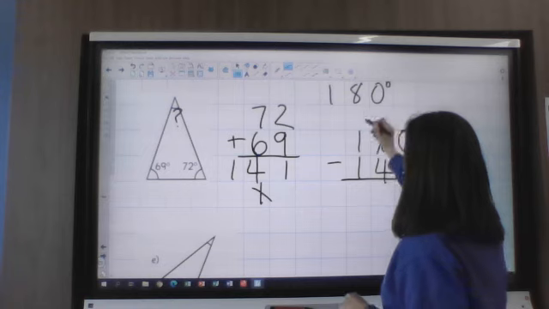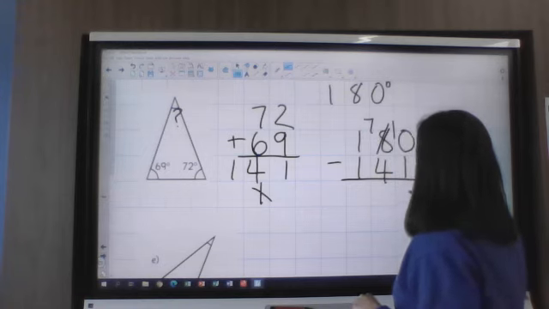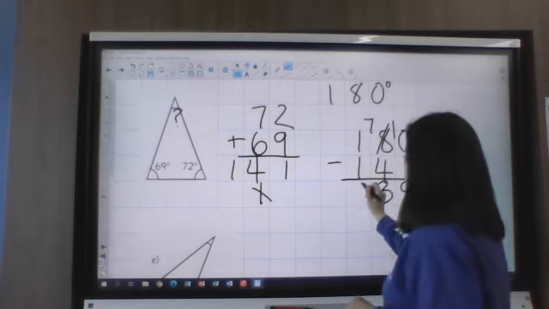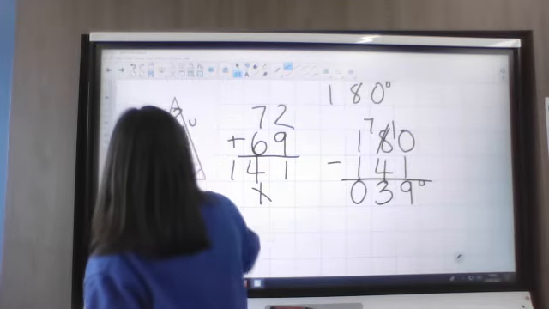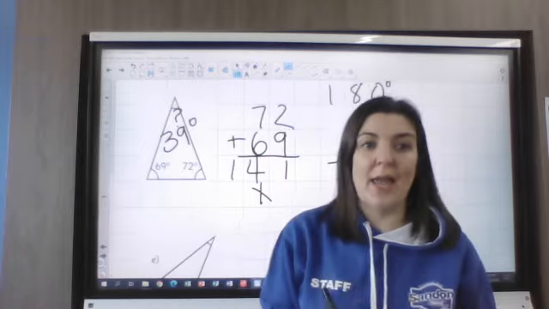So I can't do that. So 10 take away 1 is 9, 7 take away 4 is 3. So my missing angle will be 39 degrees because they've got to add up to 180.